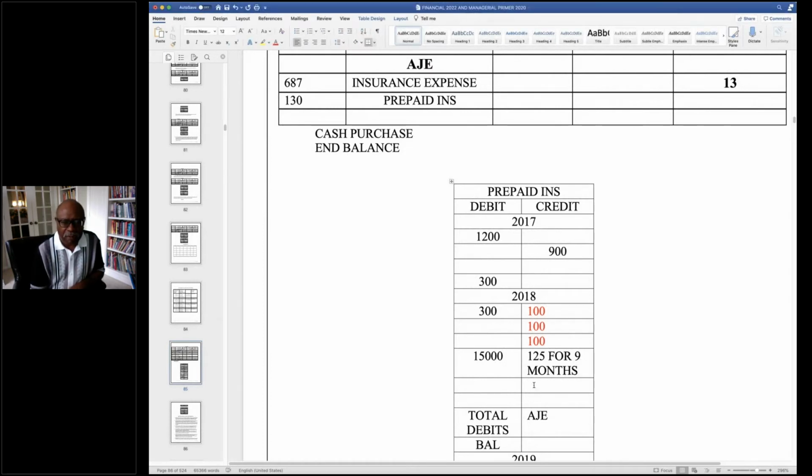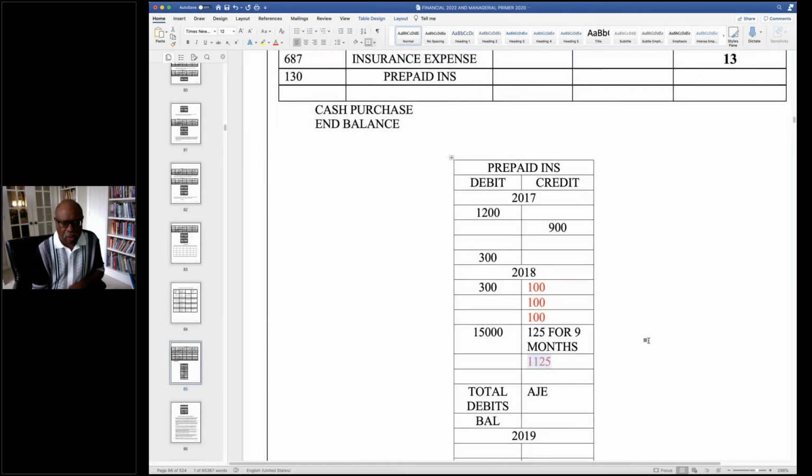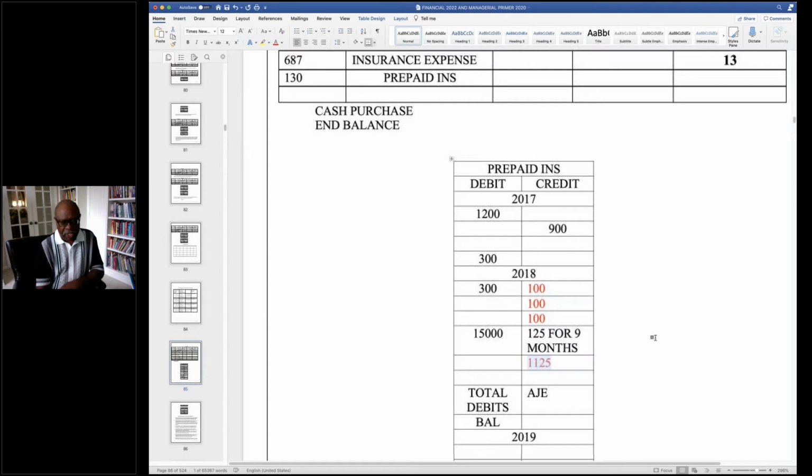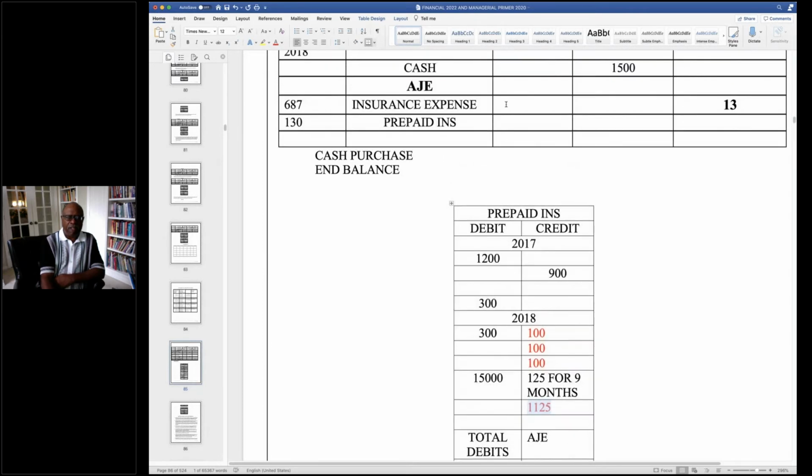So this would be 1125. If you multiply that out, 9 times 125, you'd be paying 1125 for those last months. So when we get ready to make the adjusting entry now, it's going to be 1125 for 9 months plus this 300. And so that's going to be what? 1425? So that's what you all had, Dawkins? Yes.